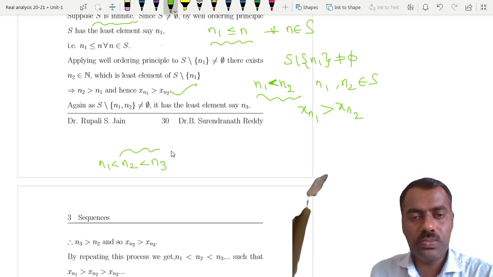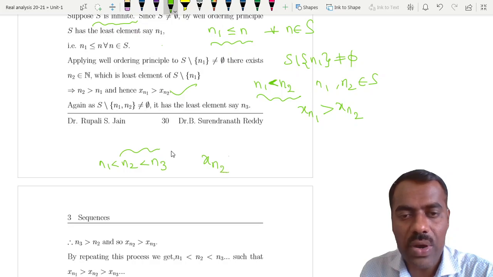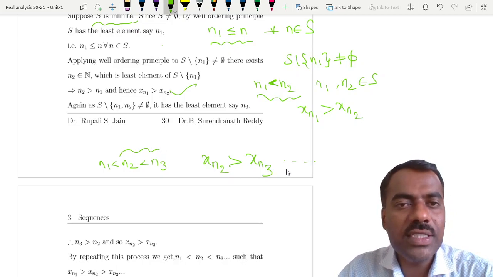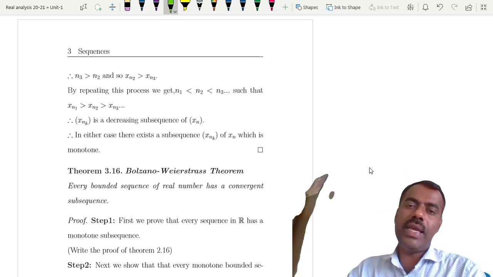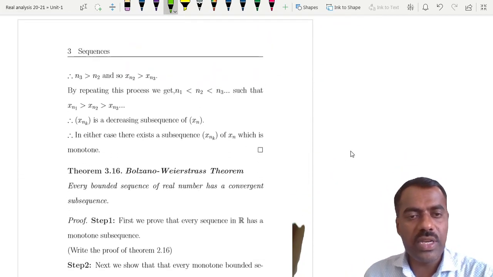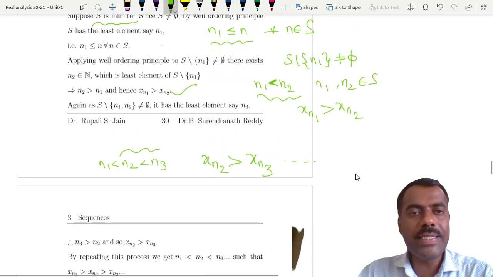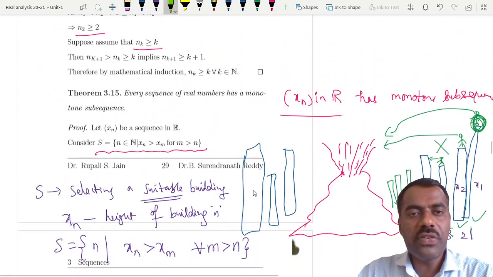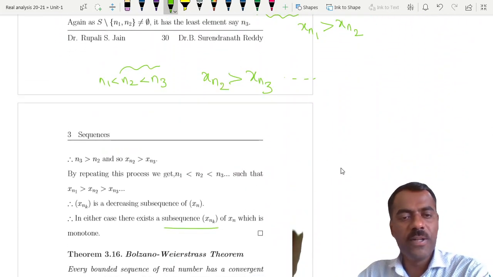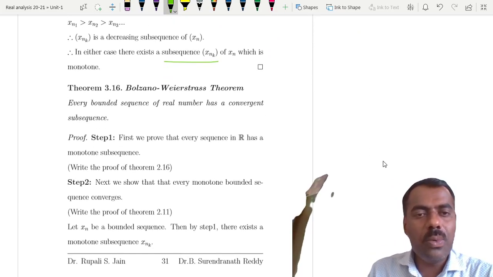Now take these two, in front of n2 you have n3, and n2, n3 are elements of S, so therefore xn2 height is bigger than xn3 height, right, and so on. So you get a decreasing sequence in this case, right? So if S is infinite, you get a decreasing sequence, and if S is finite, at that time you are getting an increasing sequence, which is a subsequence. So in either case you are getting a subsequence which is monotone, right? This is one of the interesting results which says that every sequence in R has a monotone subsequence, right? Okay. And what we have proved is an important result called the Bolzano-Weierstrass theorem.